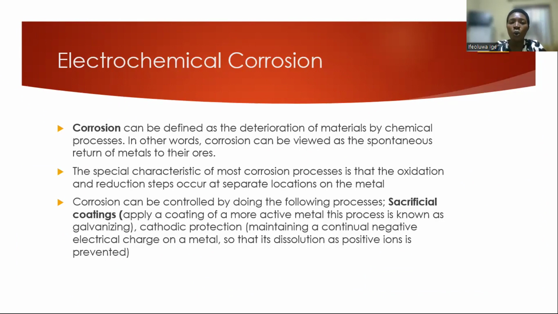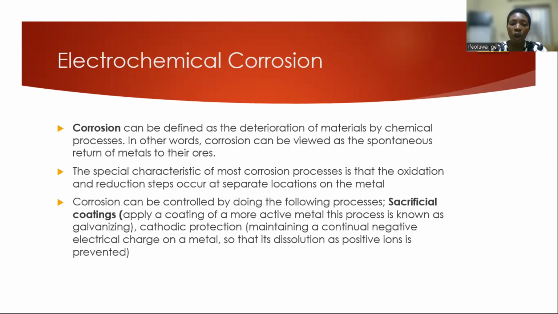So how can we control corrosion? Corrosion can be controlled by what we call sacrificial coatings. That is the application of a coating of a more active metal on the particular metal that we want to protect from corrosion. How we can prevent corrosion from happening is by application of a more active metal on this particular metal. That process is what we call galvanizing.